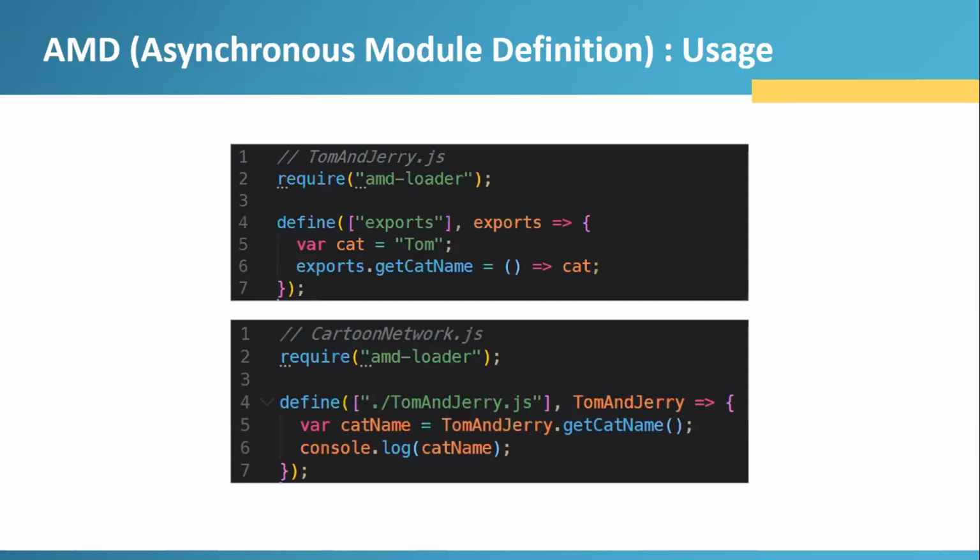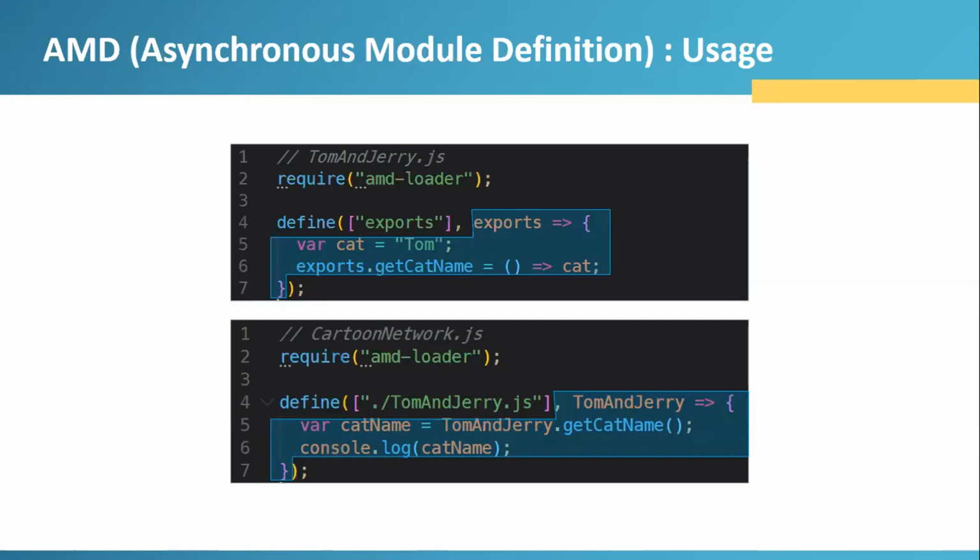In this AMD module system, we have a special function called define that you can see in both the modules that I've written. Define takes two parameters. The first one is the dependency array, where we define the array of modules that is required for this particular module to run. And the second part is the code of this particular module, right?